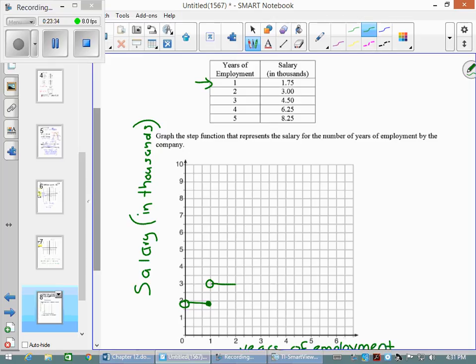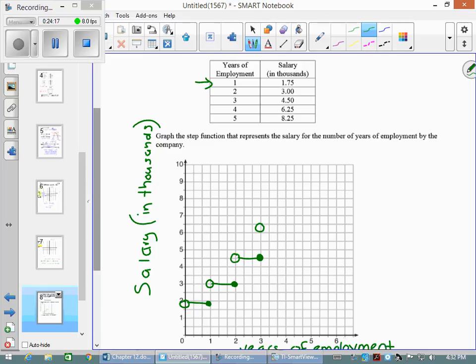If we look at our table for our next one, 3 years employment would be 4.5 thousand. So we're going to start going to 4.5 thousand. Once again, we're going to start with our open circle because at 2 years we're still being paid that previous rate. Now up to and including, which means a closed circle, 3 years is going to be that salary. For 4 years of employment, that's 6.25 thousand. So if we go up to 6.25, once again, we're going to start with our open circle, and that's up to and including 4 years.